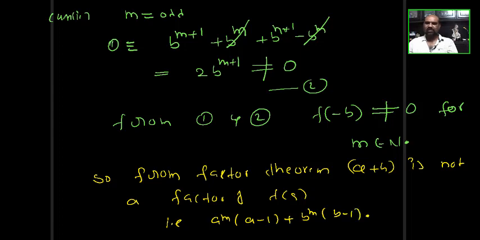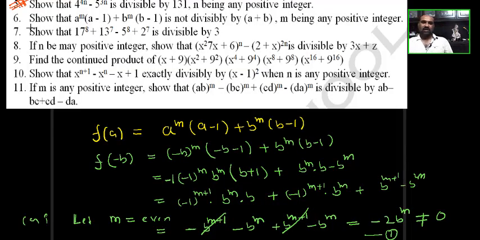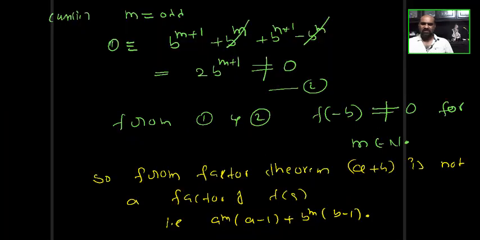Okay, interesting problem. I hope you people understood the sixth problem I explained just now. Prove that this is not divisible by a plus b for m being any integer. I took f of a, I found f of minus b, I can say this is 1, this is 2, this is 3. From 2 and 3, f of b is not equal to 0.